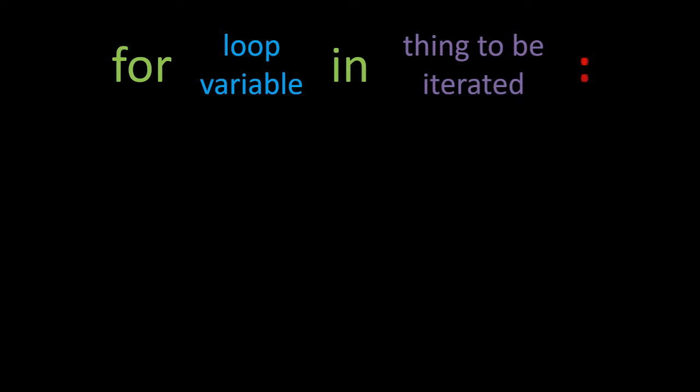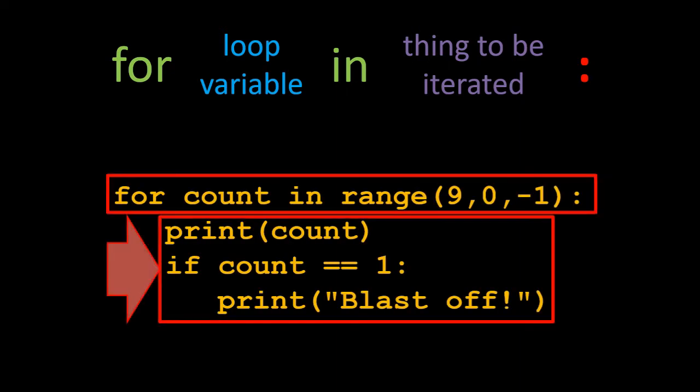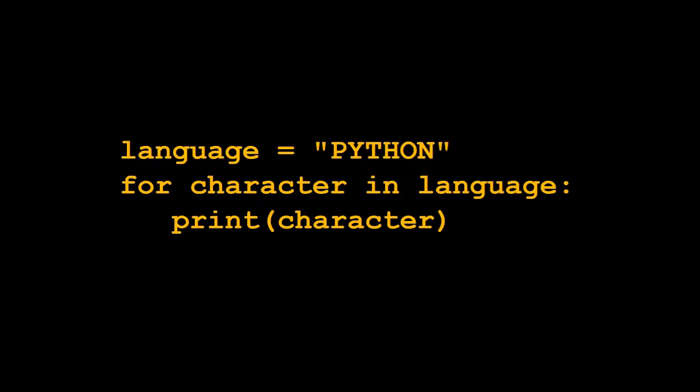Finally, you need a colon to indicate that the code to be repeated will follow. The code to be repeated must be indented. Here's an example where you can see that the for loop and the code that is to be repeated is indented. So, here's an example of how a for loop iterates through a string and prints each character in turn.